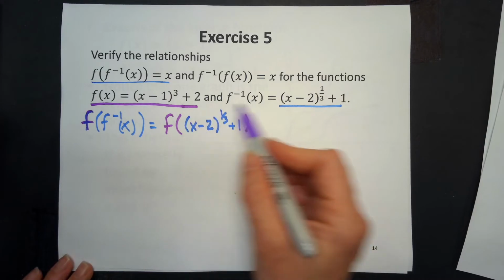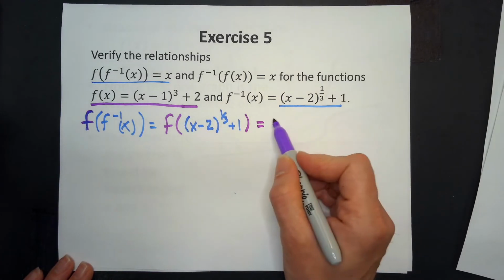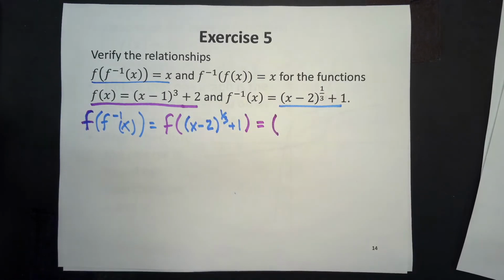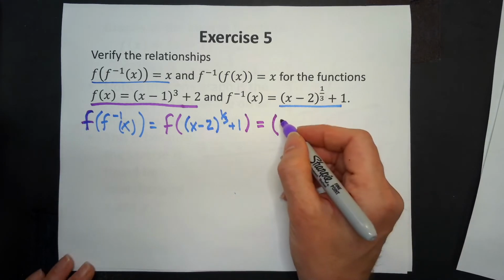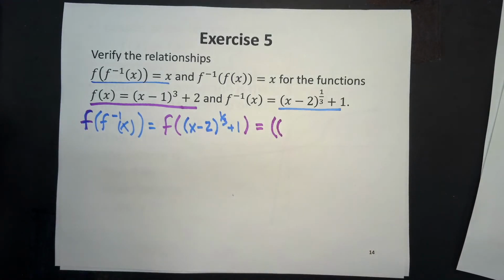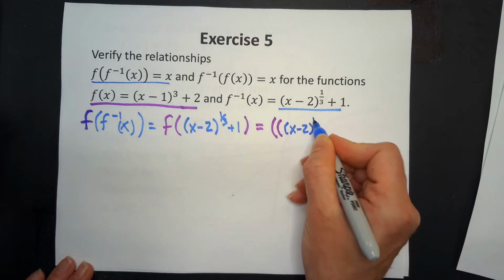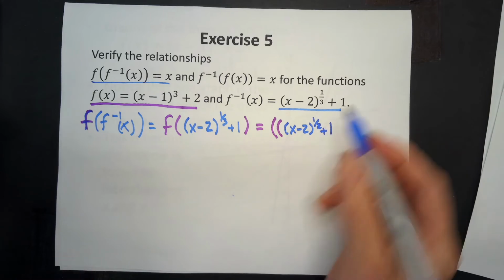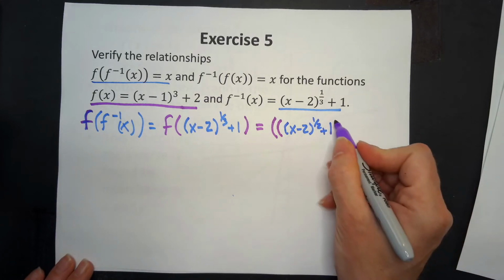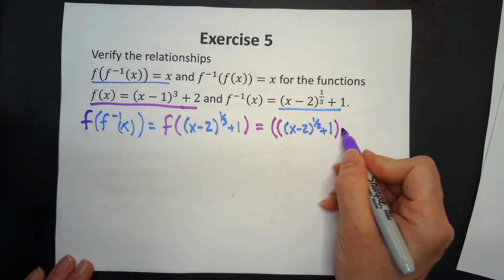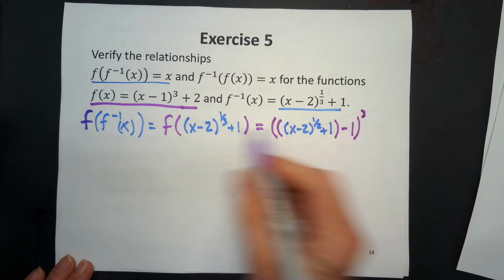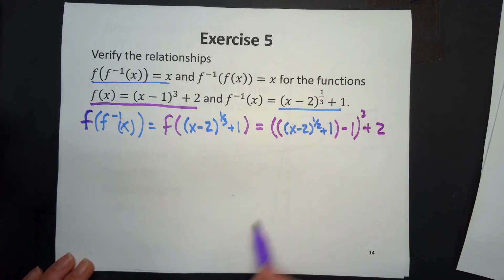And what was f? f said the following. I'm going to take my function, and I'm going to use double parentheses here, and plug in (x minus 2) to the 1/3 plus 1. I'll close up that parentheses. Then I'm going to say minus 1, to the 1/3, and then plus 2. So notice my parentheses all match here. And so the purple function, that's f, and the inverse is the blue function right here.